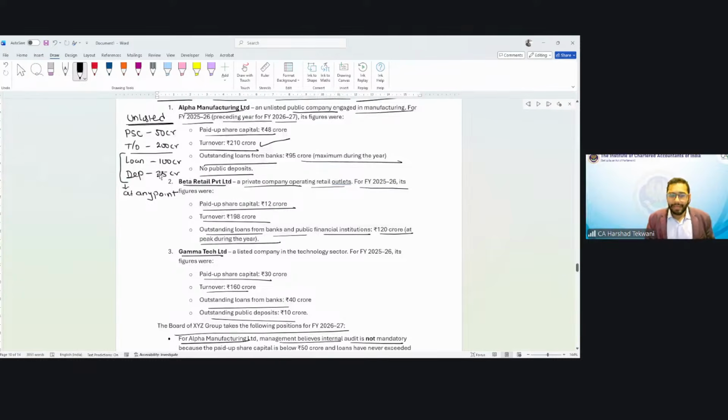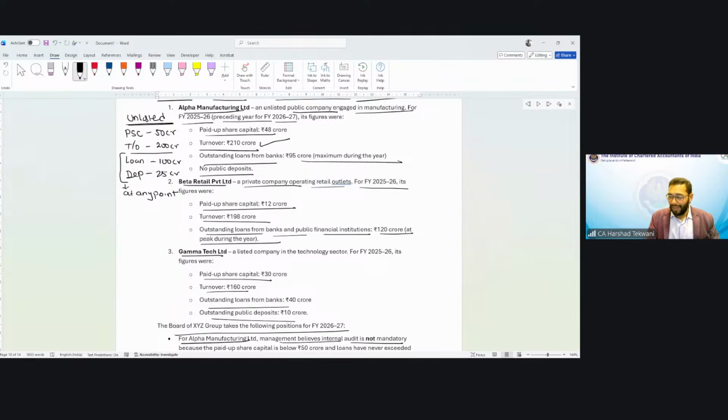What do you think about Beta Retail Private Limited? Yes, sir. In this case also internal audit is compulsory. And what are the conditions for the private limited? Sir, we will look at only two conditions: turnover and outstanding of loan. Either one, anyone, not 'and'. Sorry, only 'or'. The 'or' condition is there.